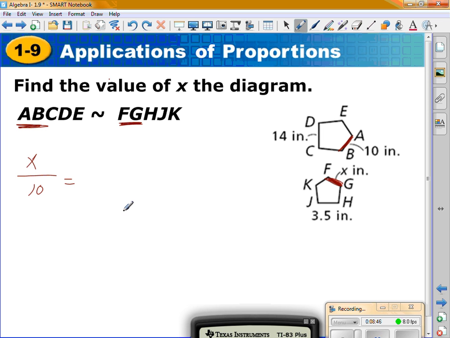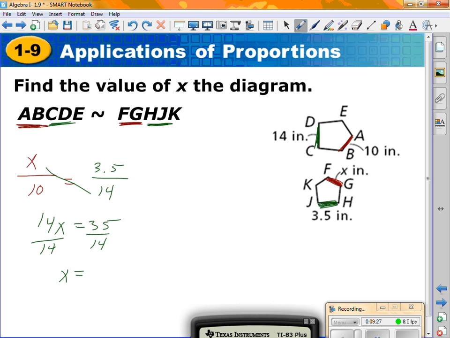The other thing they tell me is this piece here, 3.5. So this is JH. JH matches with CD, which is right here. So over 14. X times 14 is 14x. What's 10 times 3.5? When you have multiple of 10, it just moves the decimal point over. So that 3.5 becomes 35. Now I have to divide by 14.